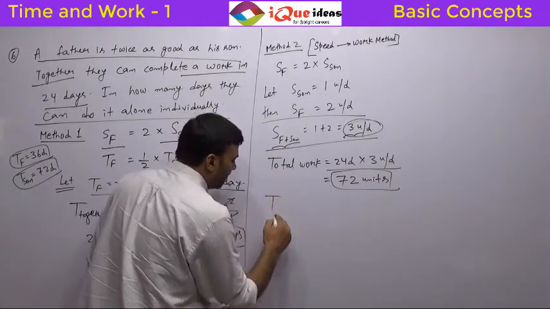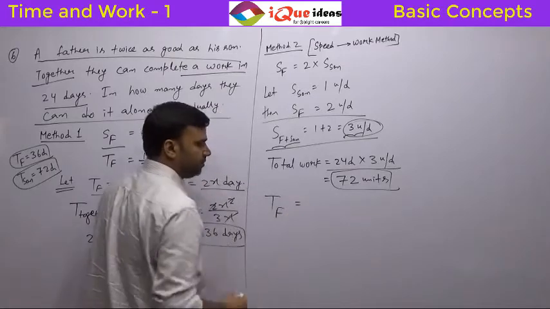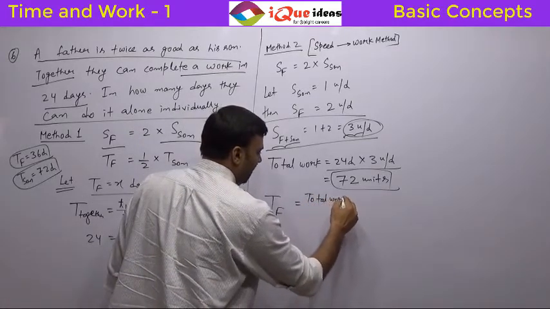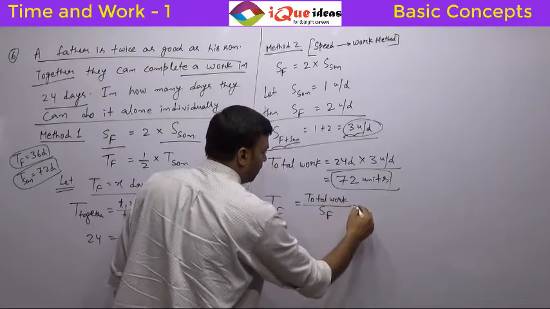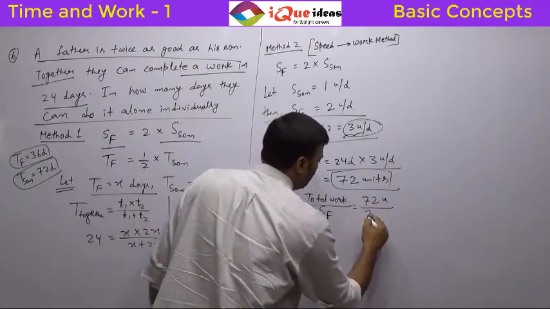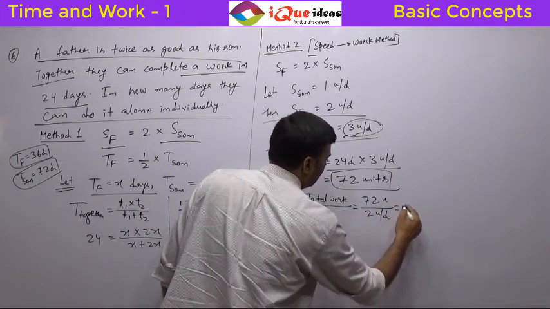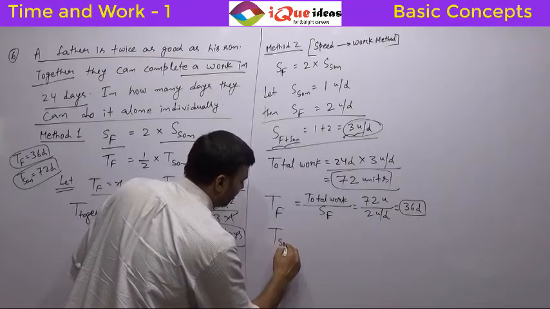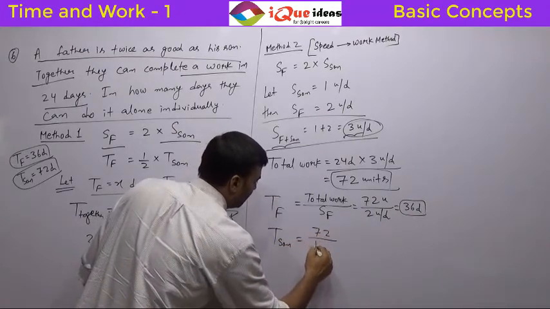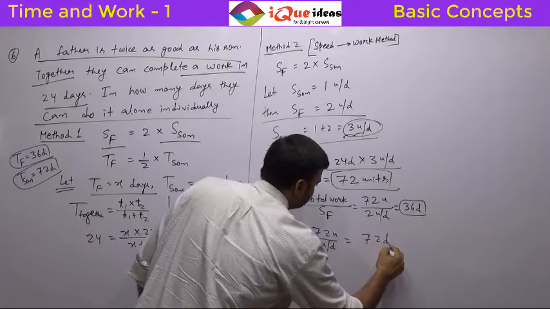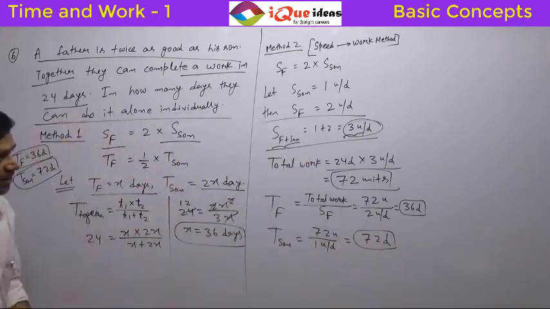So what will be the time taken by father alone? Let's see, total work divided by speed of father. Now total work is 72 units. Speed of father is 2 units per day. So 72 by 2, that is 36 days. And the time taken by son will be total work 72 divided by speed of son 1 unit per day, which is 72 days.